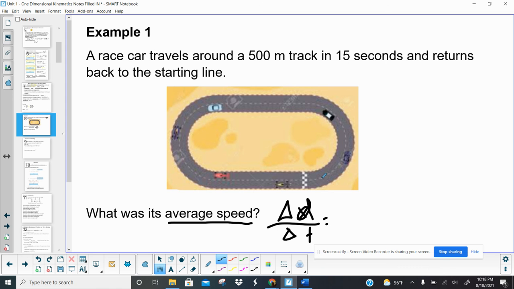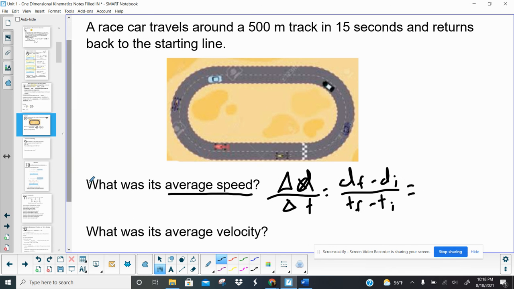This is a 500-meter track going all the way around. So technically, we're supposed to say our final distance minus where we started, and our final time minus our time when we started. But our initials are going to end up being 0, so we can kind of not focus on those. What is my distance that I traveled here? And then what is my time? Go ahead and put those on top, on bottom, and see what you get.